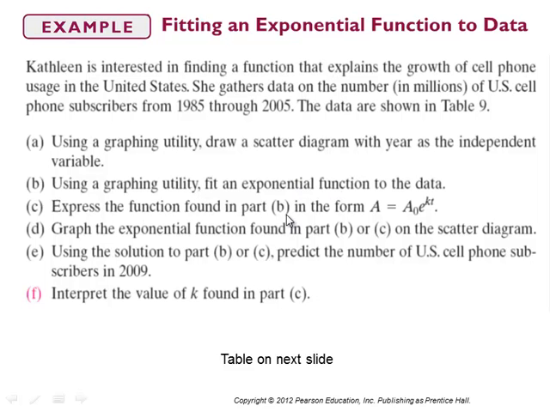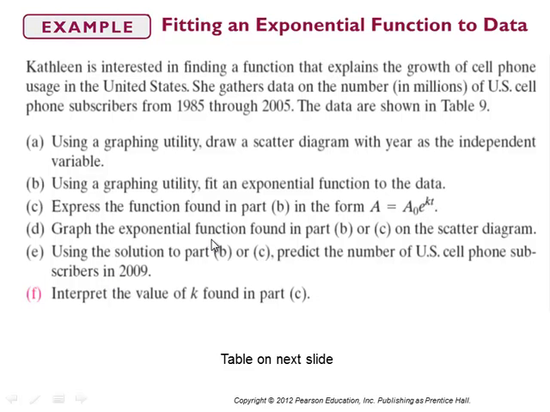Express the function in the form A equals A sub 0, which is some constant, the initial amount for the year 1985, times e to the kt. You're probably wondering, what in the world am I talking about? Well, the calculator is going to give you an equation of the form where you have some number times some other number raised to a power, x. Well, we will do a little bit of algebra to put it in this form right here.